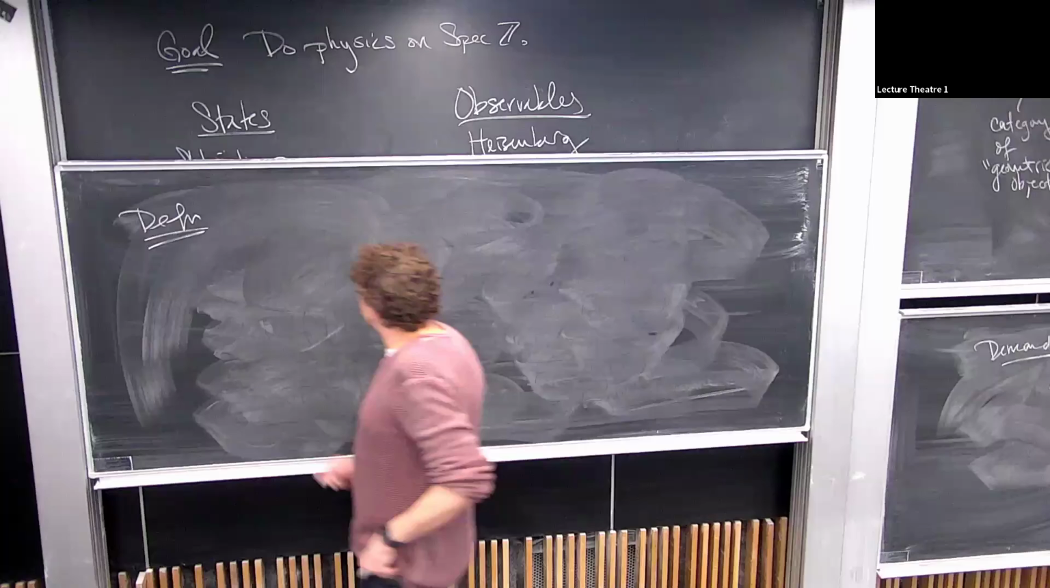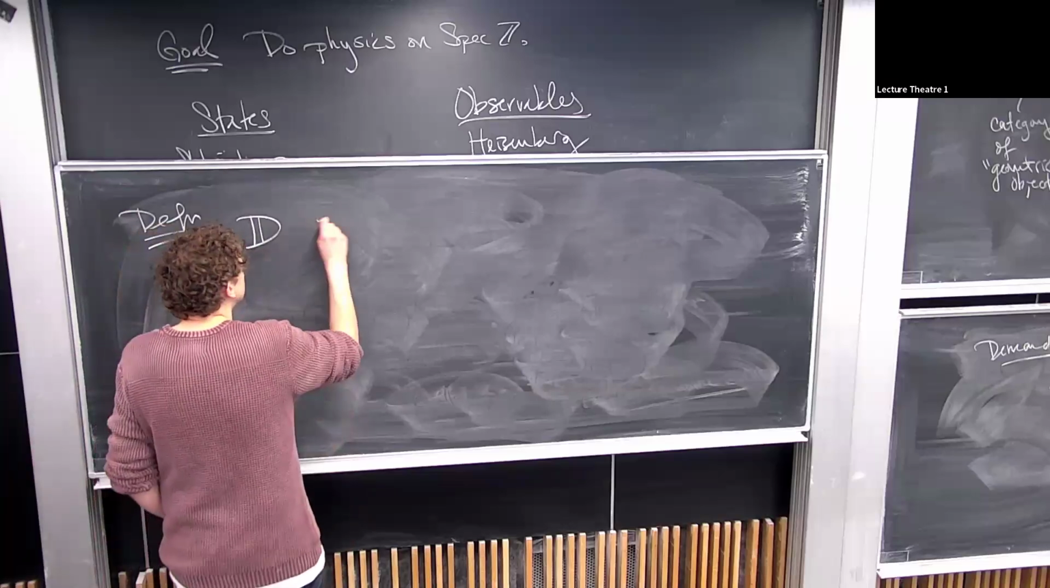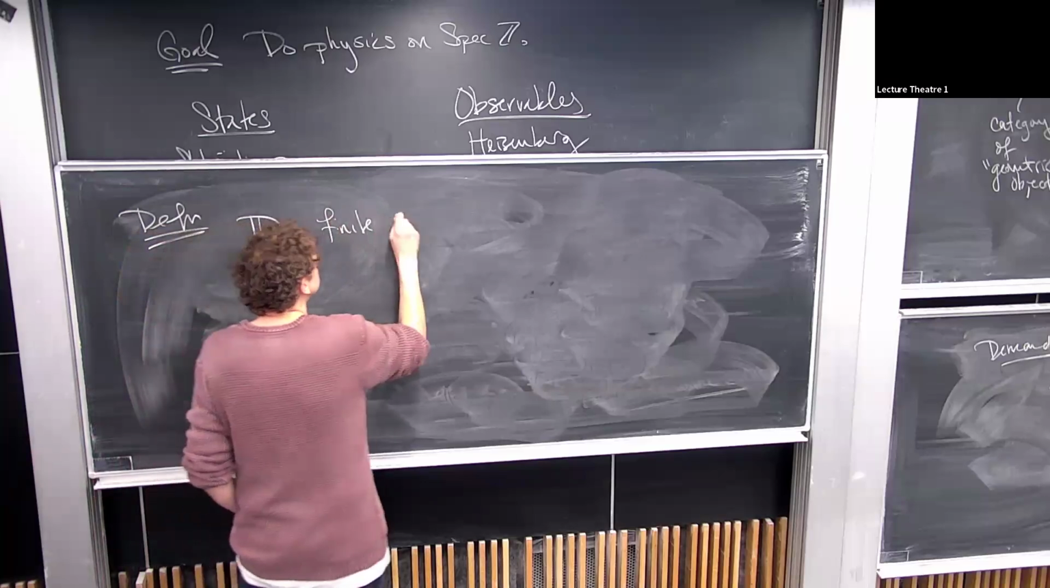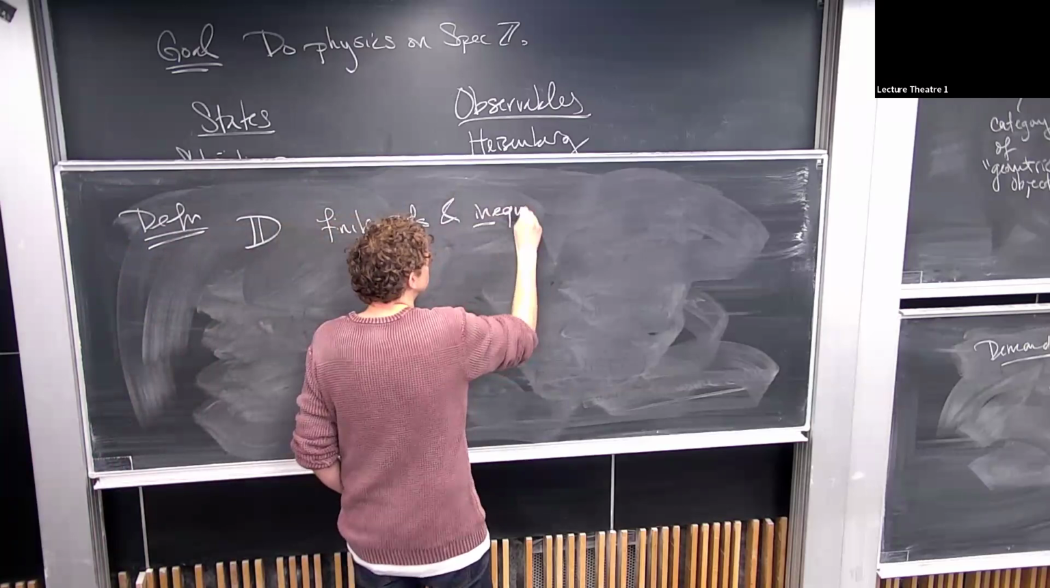And so I'll do that by first defining a category I like to call D. This is a category of finite sets and inequivalence relations.